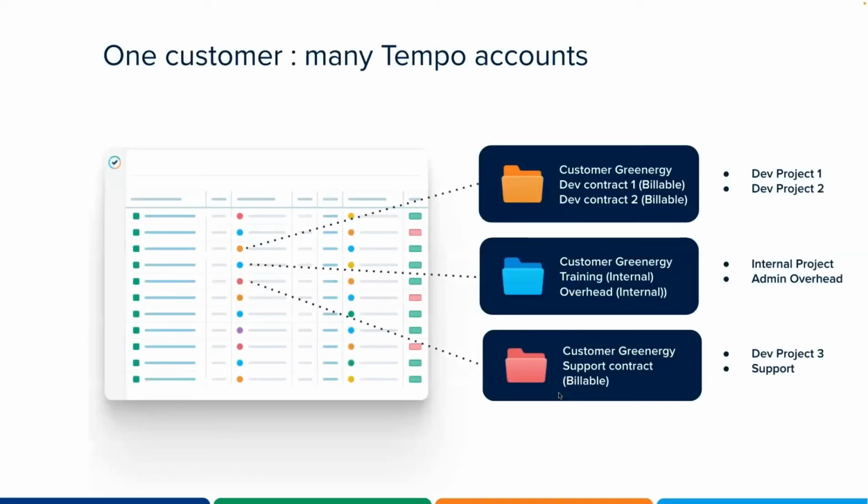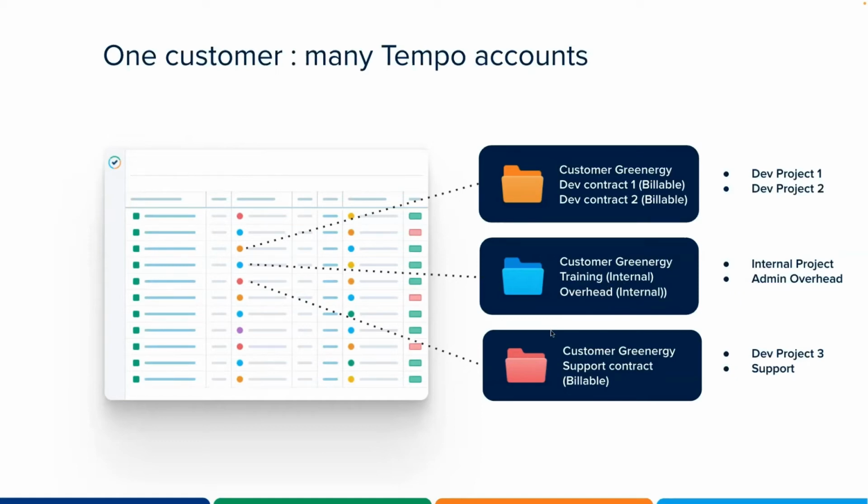And speaking of customers, I'll show you this example here. This is our favorite customer, Greenergy, who has 3 different accounts here. As you can see, they have contracts that are billable, so that's kept in one account, and they have other contracts that are billable, but they're for support work. And they also have non-billable work that's like training and overhead. So later on, like I said, I could run a report on the time logged on this customer, and I could group the data by the account to which the time was logged.